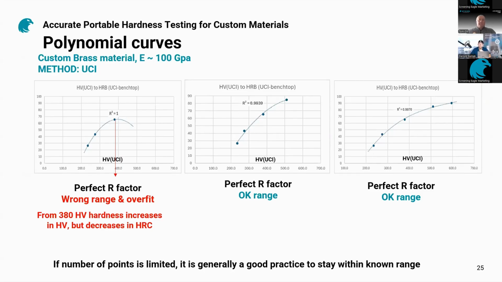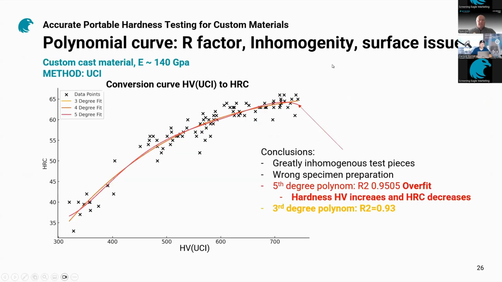One, however, needs to be careful with extrapolation and interpolation because it leads to some strange results, or it may. This is a perfect example of how conversion curves should not look if we want to have high accuracy and precision. In short, this is a custom cast material with 140 gigapascal Young's modulus. So once again, this correction should be applied to this material. And here the customer struggled a little bit.